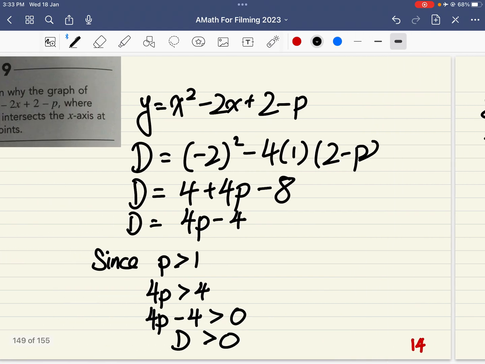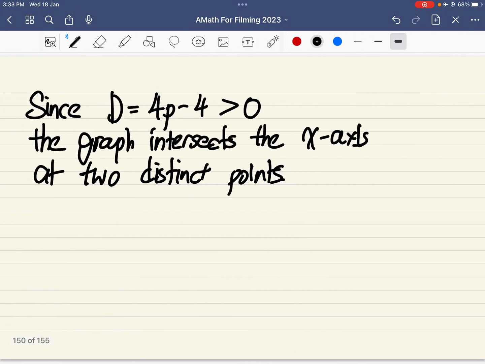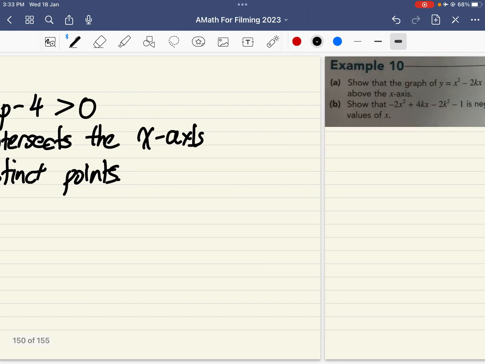So if my discriminant is greater than 0, what this implies is the graph will intersect the x-axis at 2 distinct points.